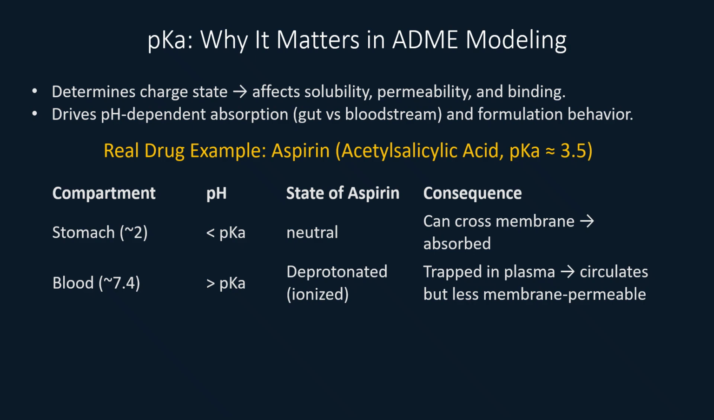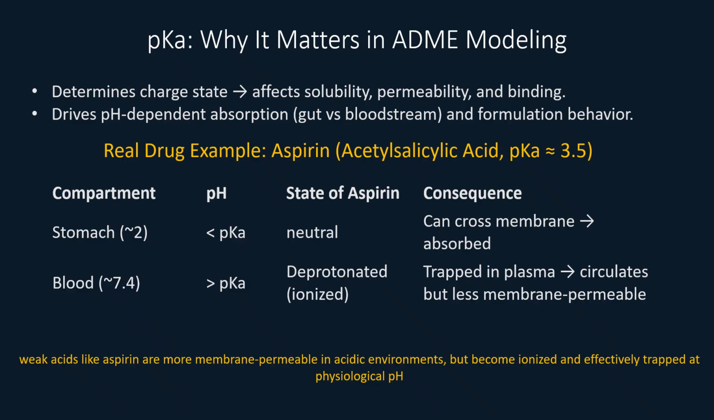The drug then enters the bloodstream where the pH is around 7.4. So now the pH is well above pKa. So aspirin becomes predominantly deprotonated and negatively charged. So in this ionized form, aspirin is much more water soluble, but much less lipid soluble. So it's far less able to cross lipid membranes.